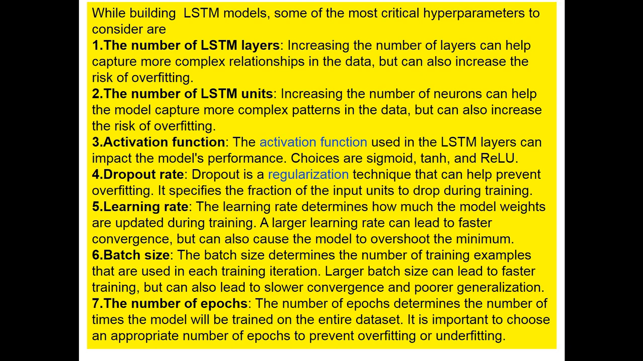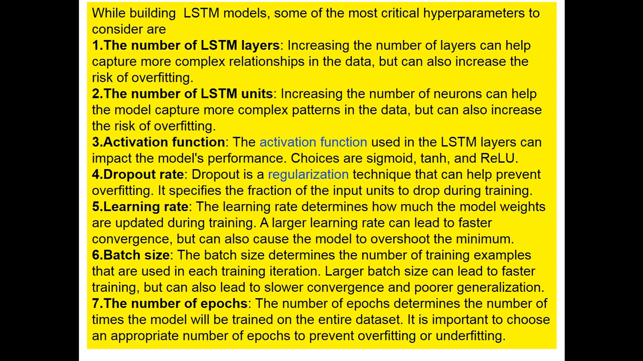Then there is the activation function: there are sigmoid, ReLU, etc., or it could be tanh also. Tanh goes from -1 to +1, sigmoid goes from 0 to 1. Dropout rate is a regularization technique that can help prevent overfitting. It specifies the fraction of the input units to drop during training. The learning rate is very, very important. The learning rate determines how much the model weights are updated during training.